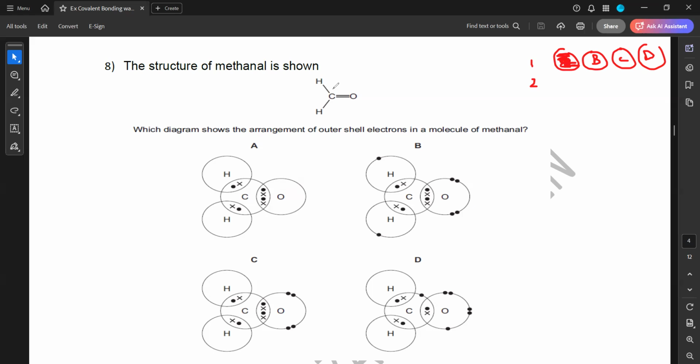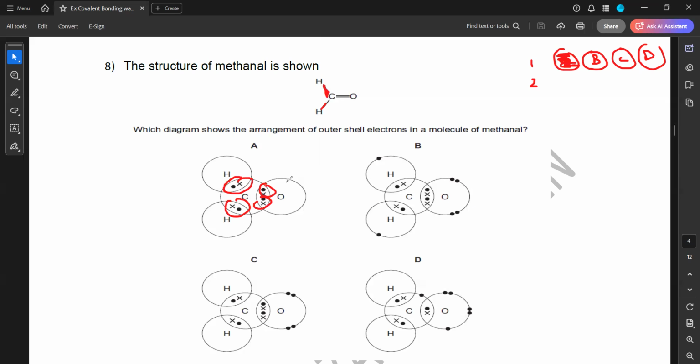We call them weak van der Waals forces, and there are different types of forces between molecules, but right now you're learning weak van der Waals forces. This is a single line, so there should be a pair of electrons. And there are two lines, so there should be two pairs of electrons.